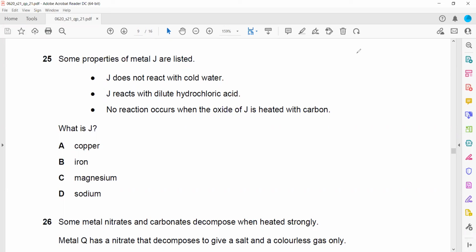in terms of the reactivity series, we have potassium, sodium, calcium, magnesium, aluminum, zinc, iron, lead, copper, mercury, silver, gold, and platinum. The position of carbon is between aluminum and zinc, and the position of hydrogen is between lead and copper. The first property they mentioned is that J does not react with cold water. Only three elements here can react with cold water.